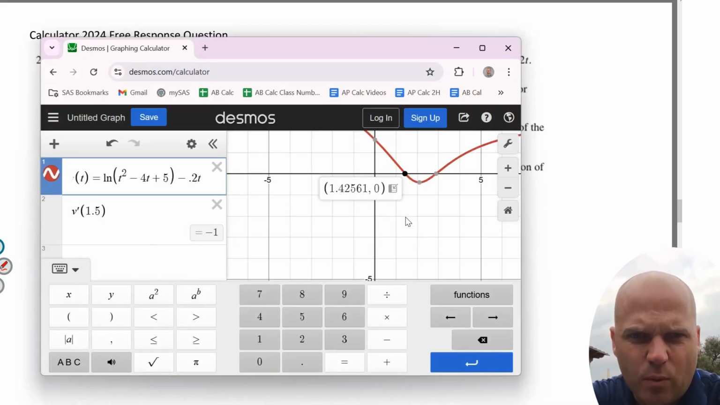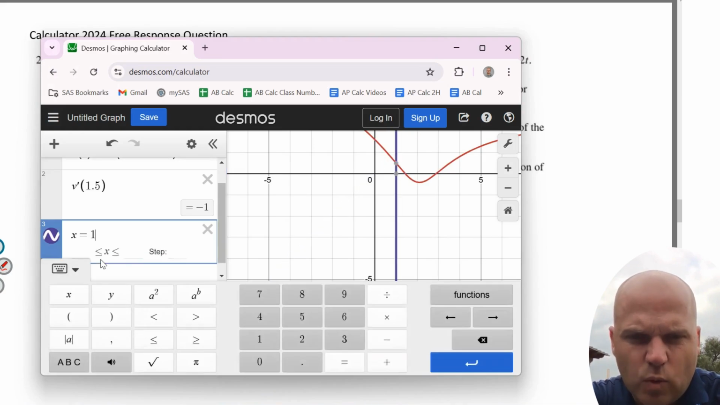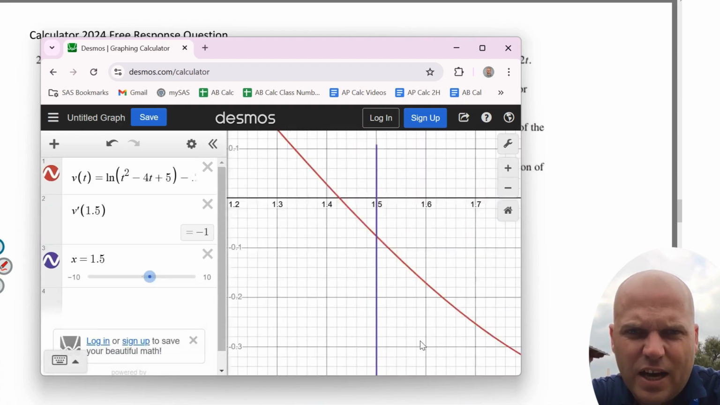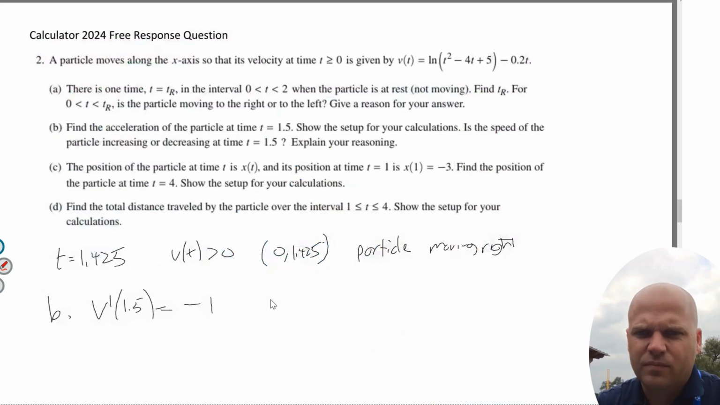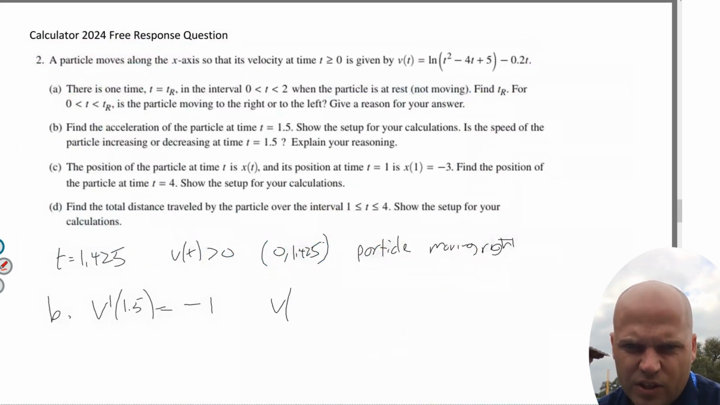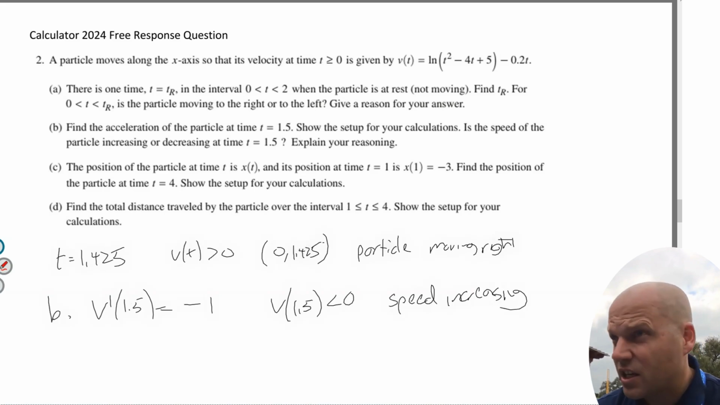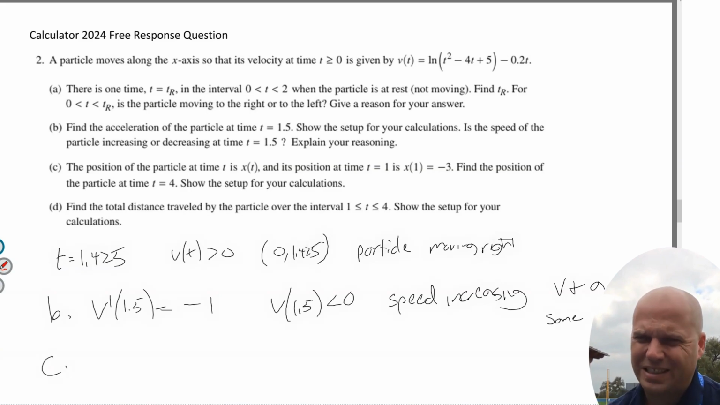Is the speed increasing or decreasing at 1.5? We've got to find 1.5 out there, so maybe we put x equals 1.5. It's kind of tough to see, but your velocity is negative. You can zoom in on that. Your velocity is negative and decreasing. You'd say v of 1.5 is negative, so speed is increasing, either because the velocity is negative and decreasing, or because v and a have the same sign. You could say that your velocity is getting further away from 0, but I don't love that.